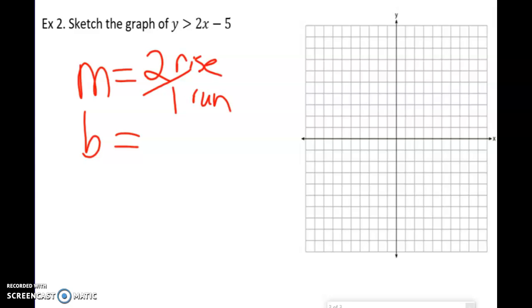We can consider it a rise and a run. Now the b value is negative 5. So what does that tell us? Where to start.